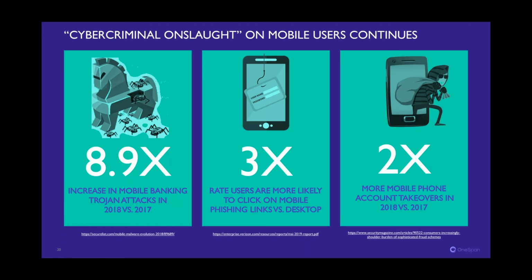Mobile banking Trojans, malware on mobile devices that tries to steal users' credentials and, in a lot of cases, steal money through mobile banking apps, actually increased 9 times from 2017 to 2018, according to Kaspersky Labs, who tracks a number of examples of malware. And then Verizon recently put out a mobile security index report, which quoted data saying that mobile users are 3 times more likely to click on phishing links on their mobile phone versus on their desktop. And then finally, Javelin Strategy, an analyst firm, also reported that mobile phone account takeovers doubled in 2018 versus 2017.